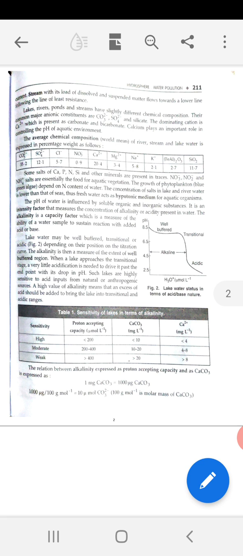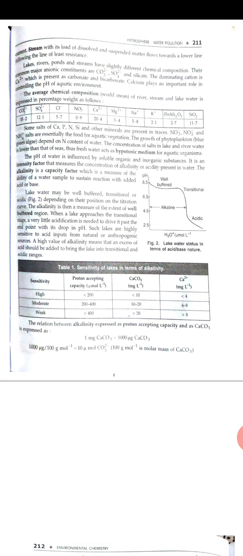The average chemical composition, world mean, of river, stream and lake water is expressed in percentage weight as follows. Carbonate is 35.2, sulfate is 12.1, chloride is 5.7, nitrate is 0.9, calcium is 20.4, magnesium is 3.4, sodium is 5.8, potassium is 2.1, Fe2O3 and Al2O3 is 2.7 and SiO2 is 11.7. Some salts of calcium, phosphorus, nitrogen, silicon and other minerals are present in traces.